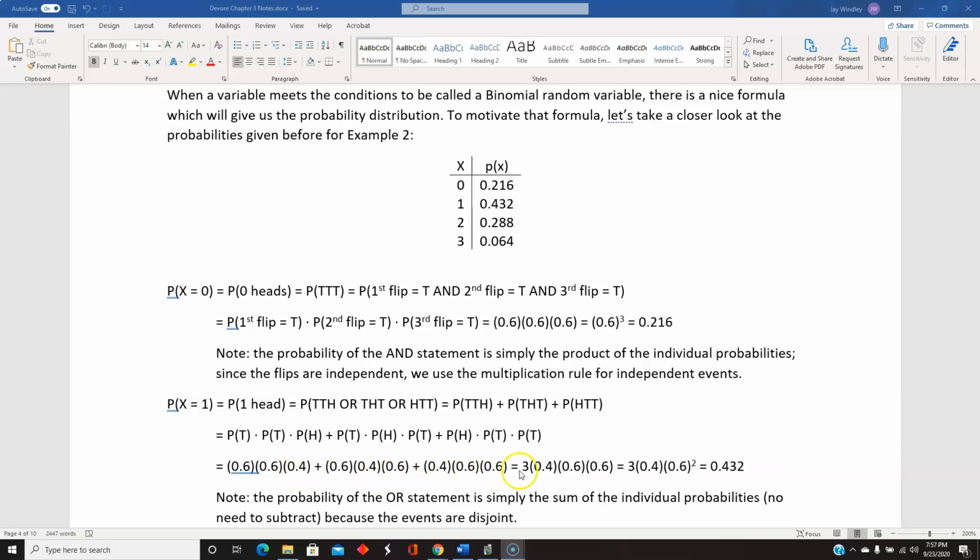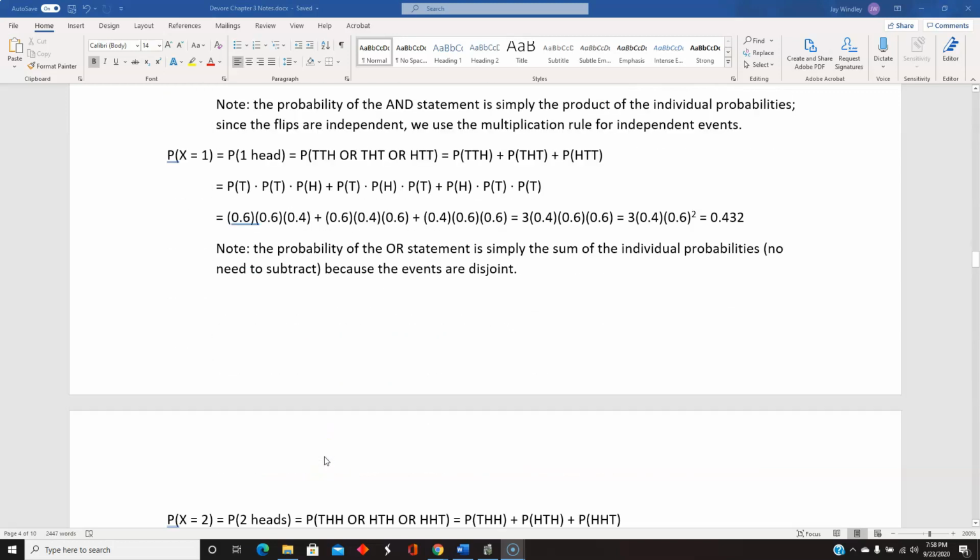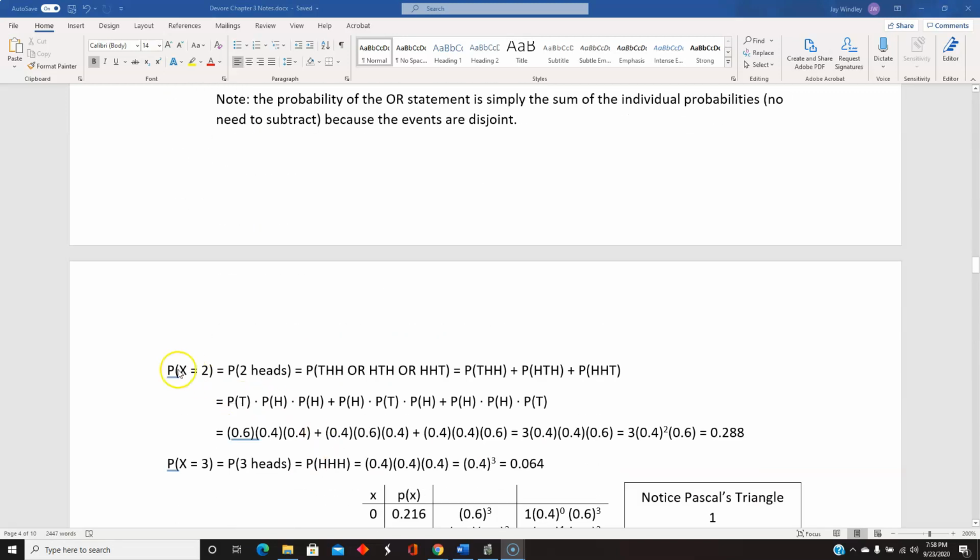So I'm going to first of all write that as 3 times 0.4 times 0.6 times 0.6, because we've got the same thing 3 times. And then I'm going to write the 0.6 squared instead of 0.6 times 0.6. And anyways, that product turns out to be 0.432. So that's where this probability came from. And then I'm going to work through something similar for two heads. And that comes out to be this probability.